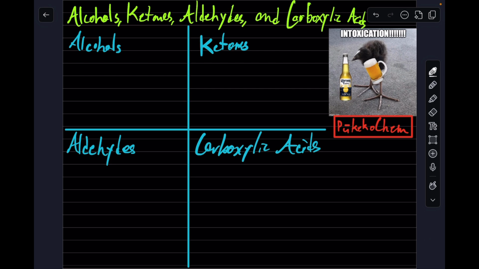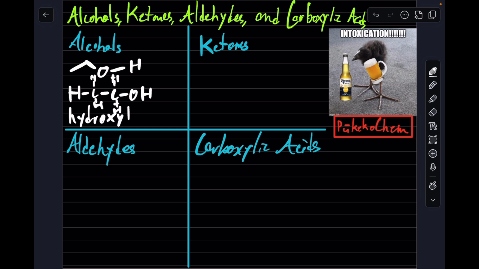So starting off with identifying an alcohol, they have oxygen bonded to hydrogen as a functional group, single bonded, of course, and this is called a hydroxyl group as well. And this example is ethanol, which is what people get drunk off of. So that's pretty interesting.